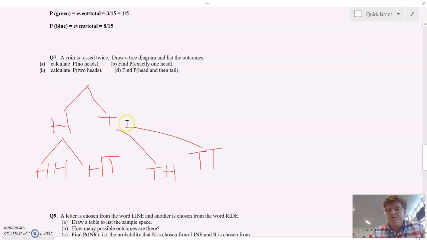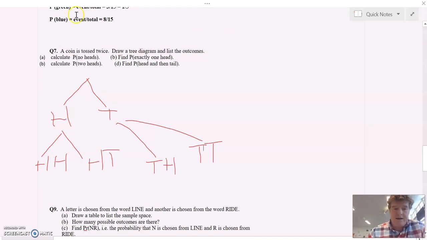So these are our 4 different options when we toss a coin twice. We get heads and heads, heads and tails, tails and heads, and tails and tails. So there's a sample space of 4 different outcomes. So the first one, we've got to get the probability. We're asked to calculate the probability of no heads.